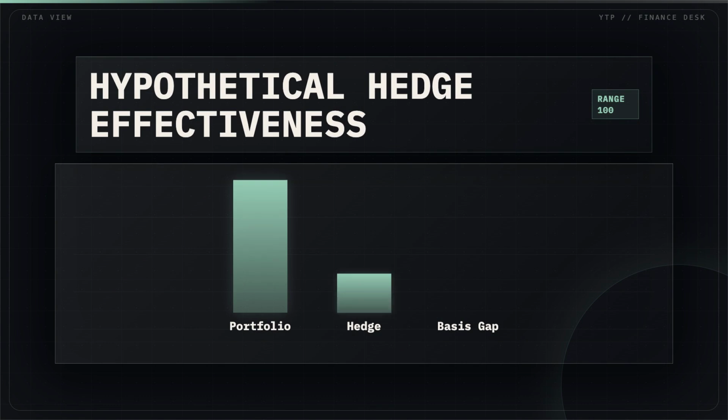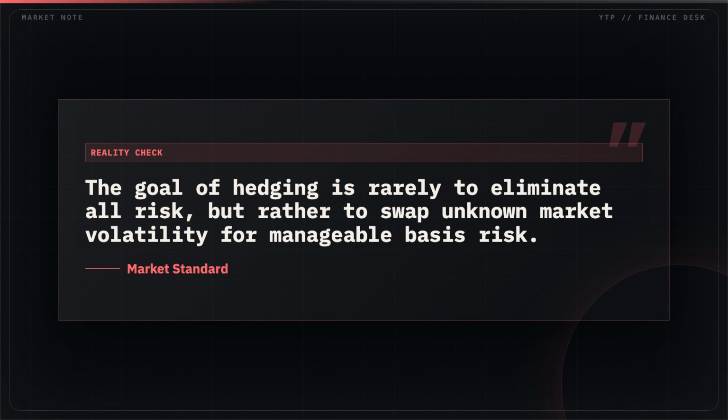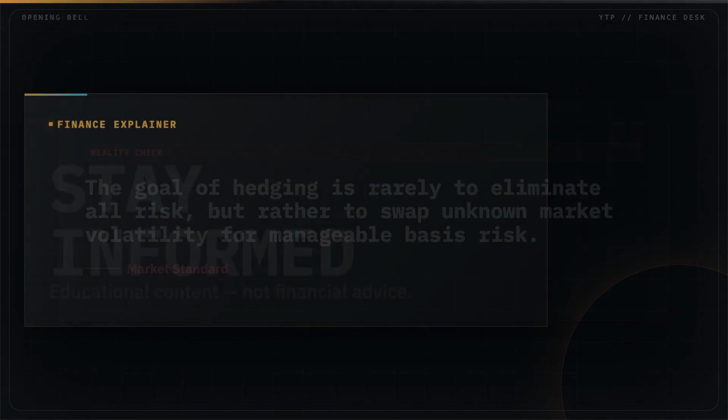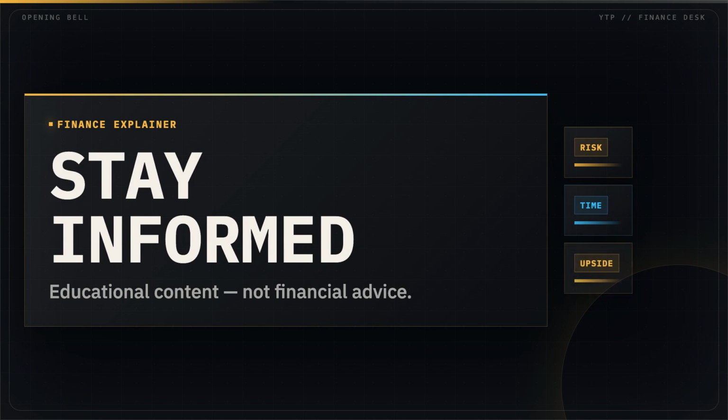This chart shows how a hedge might cover most of a portfolio's movement, but that remaining gap is the basis risk that leaves you exposed. Remember that no hedge is perfect. The goal is to reduce your exposure to a level you are comfortable with, not to achieve perfection. Understanding these nuances helps you build more robust investment strategies.